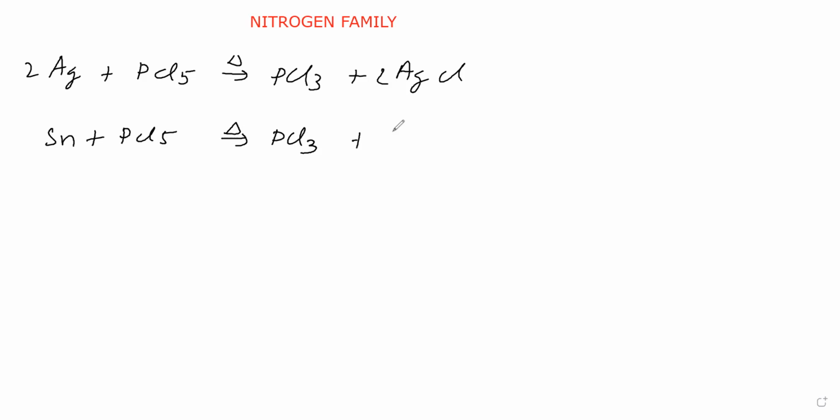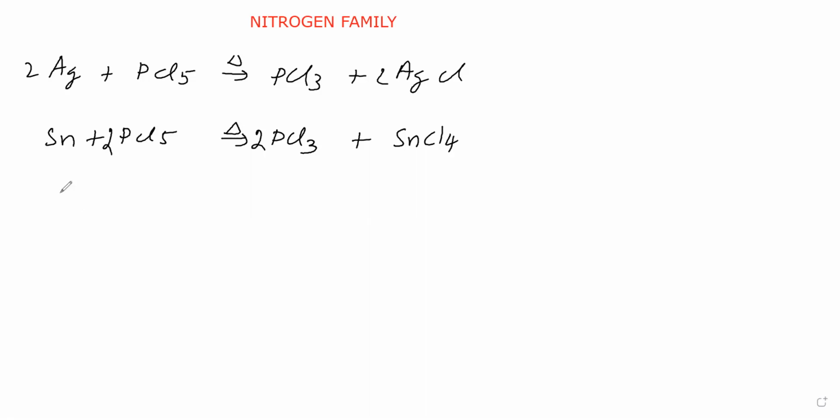Cl2 reacts with the tin and gives stannic chloride, SnCl4. So, tin is having +4 oxidation number here. Stannic chloride we are getting. So, we'll take PCl5 2 times, PCl3 2 times. Like this it is possible. Next, we will see PCl5 gas and PCl5 solid.